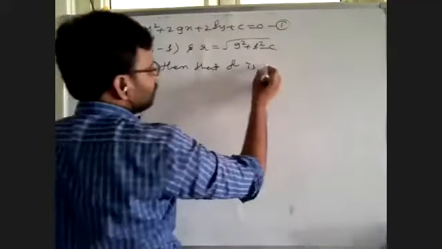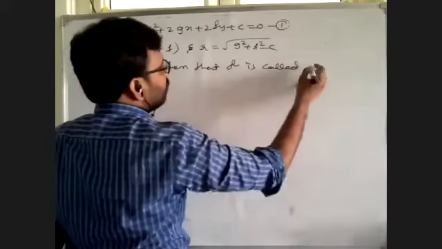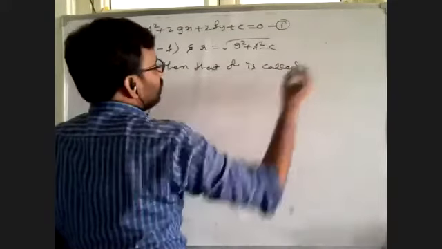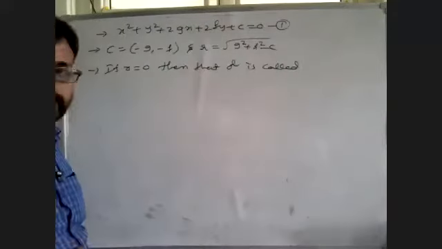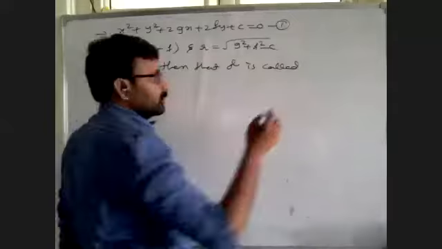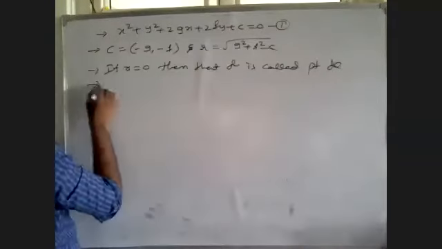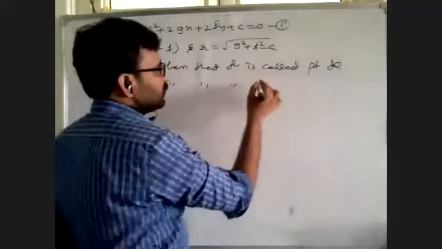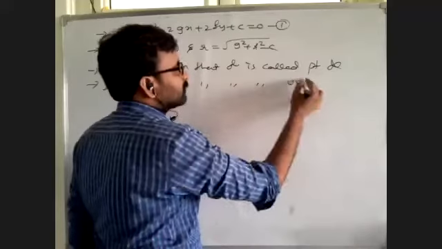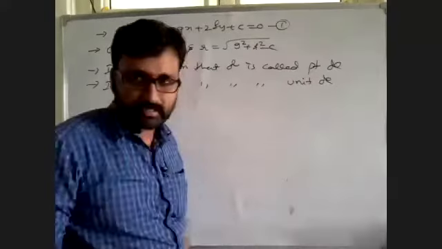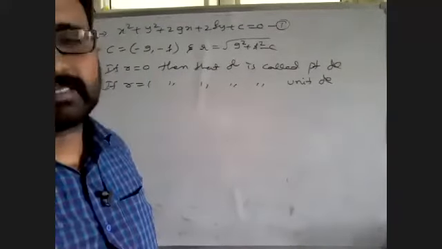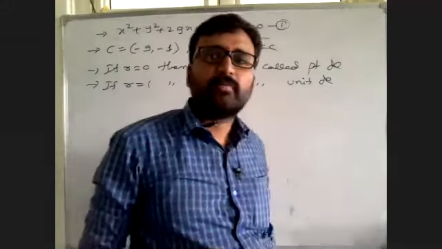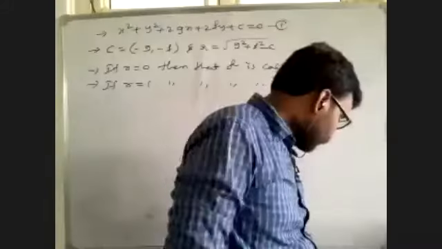Okay. If r equal to 0, then that circle is called a point circle. Why? Because this is in the form of a point. Suppose if radius is equal to 1, then the circle is called unit circle. If the radius is equal to 1 for any circle, then the circle is called unit circle. If r equal to 0, then the circle is called point circle. R equal to 0, point circle. R equal to 1, unit circle.